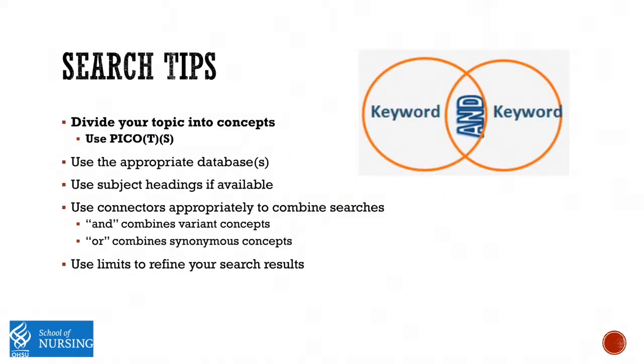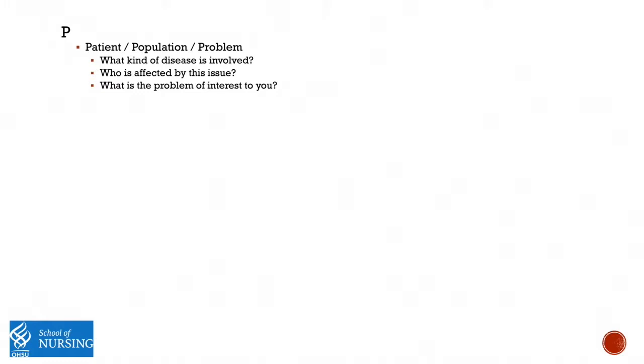So next, let's look at some search tips. The first thing you want to do is divide your topic into concepts, and that's where we use this idea of the PICO question. That would be P is for patient or population or the problem, such as what kind of disease is involved or who's affected and what's the problem of interest to you.